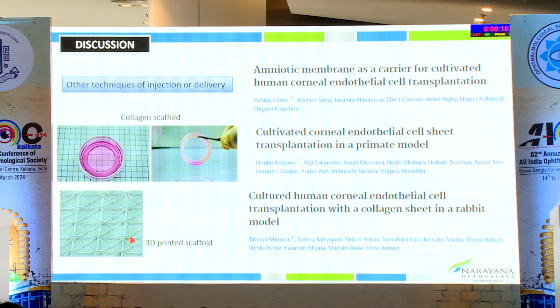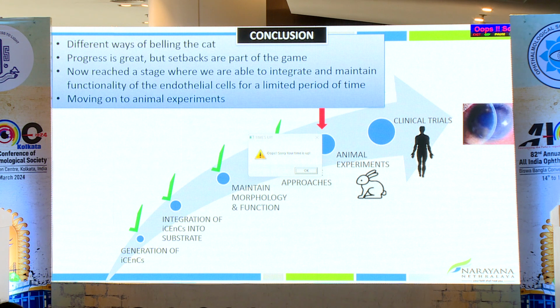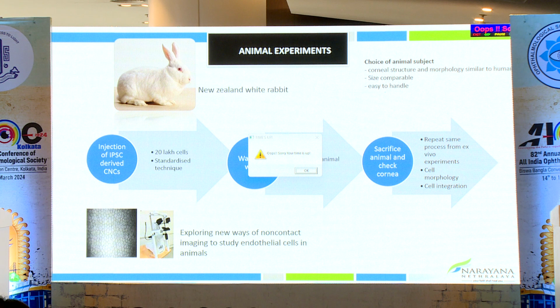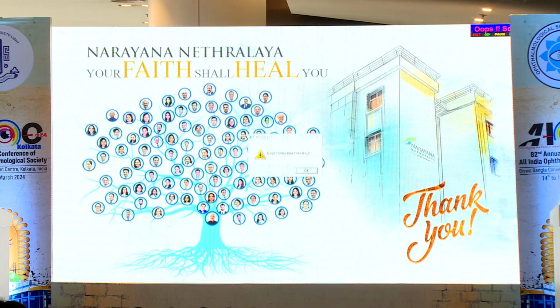So where we are moving forward now is looking at other ways of doing tissue injection or delivery. The various scaffolds which we can use are like trying to form a DMEK scroll, so using a DM itself or using amniotic membrane. And this is where we are at. We are now moving to our animal experiments, which is going to be a New Zealand white rabbit. And the choice of that animal is because the corneal structure and morphology is very similar to human beings. So this is where we're at. Thank you for kind listening.